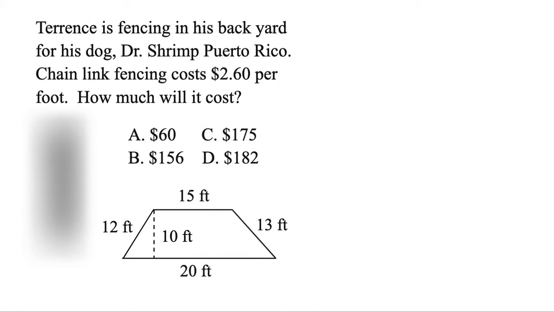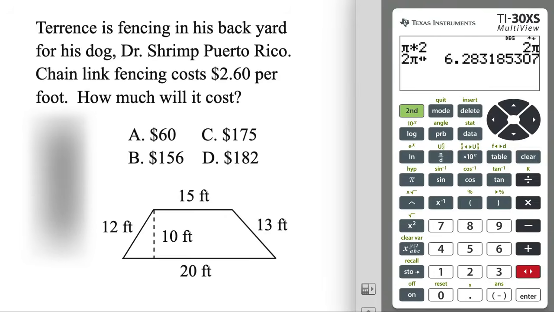Terrence is fencing in his backyard for his dog, Dr. Shrimp Puerto Rico. Wonder what he's got his degree in. Chain link fencing costs $260 per foot. How much will it cost total? We know we're talking about fencing, therefore just the outside of the shape. And you can add them in any order you want.